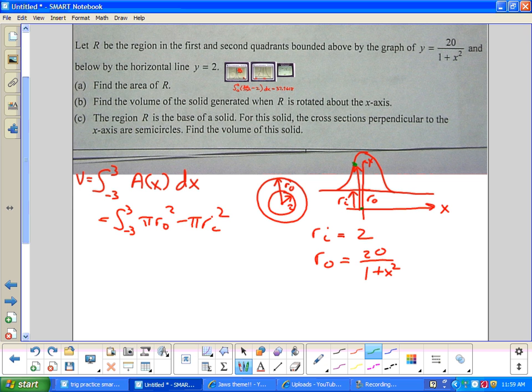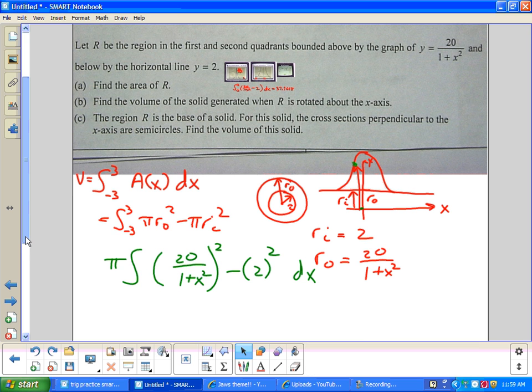Now I'm going to bring the pi out, and I'm going to write parentheses 20 over 1 plus x squared minus 2 squared, RO minus RI, dx. That is the integrand. That is worth 2 points. You have to have it. All right?